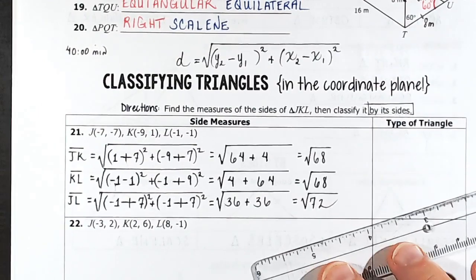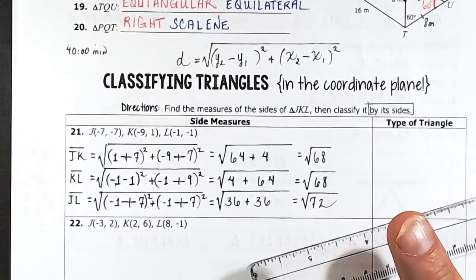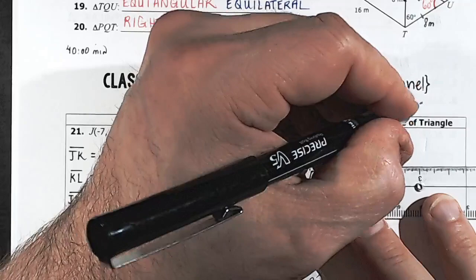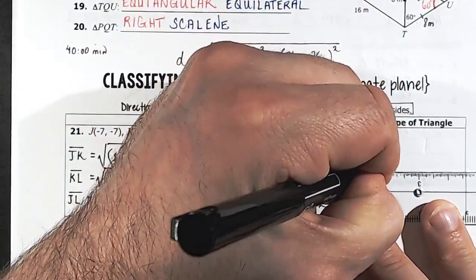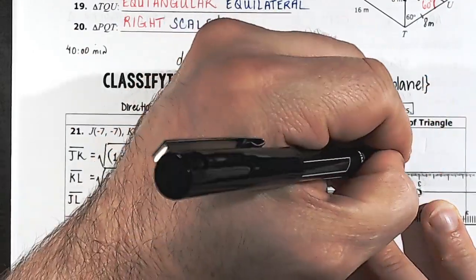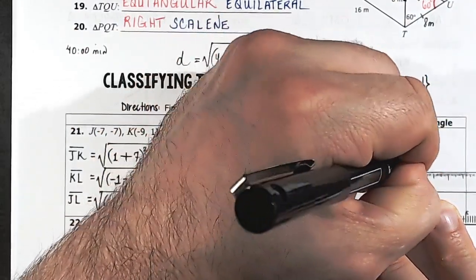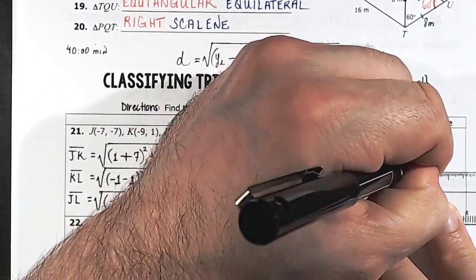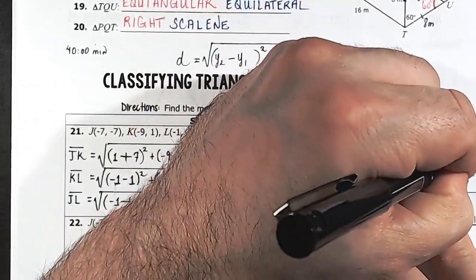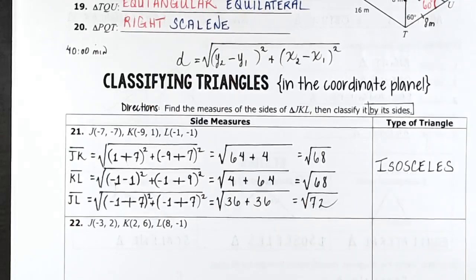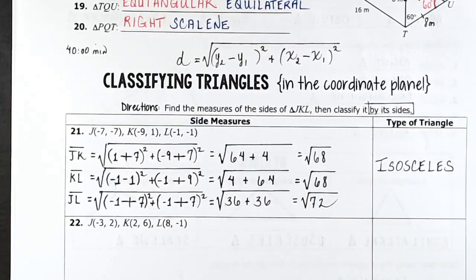What I can't tell you is what it is in terms of its angles, but I can tell you what it is in terms of its sides: isosceles, which is spelled I-S-O-S-C-E-L-E-S. Okay?